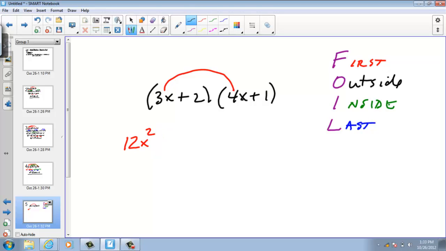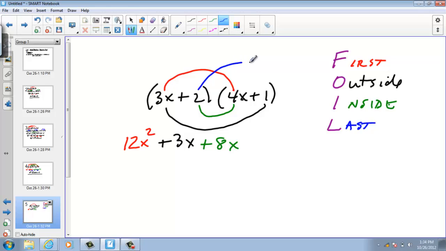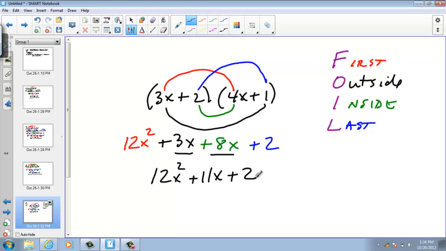Then take the outside terms of each of the binomials, being on the outside. Multiply them to get plus 3x. Then take the inside terms of each of the binomials, which would be the 2 and the 4x. Multiply them to get plus 8x. And then take the last terms of the binomials, the 2 and the 1, multiply them, and you get plus 2. Collect the like terms, and you get 12x squared plus 11x plus 2.